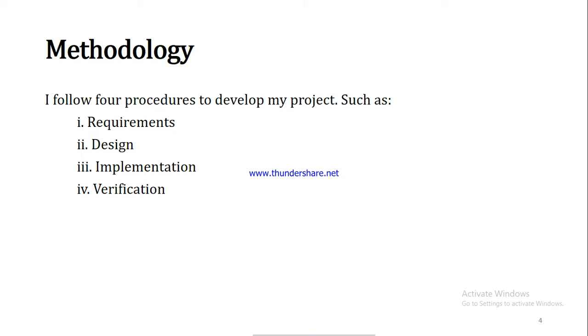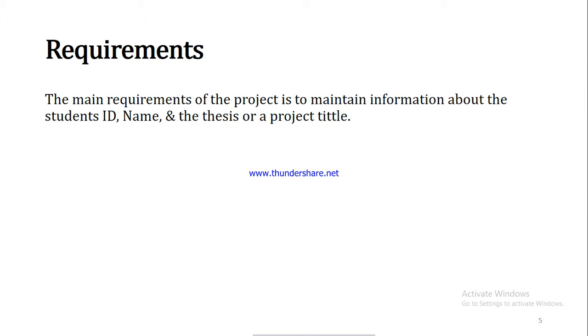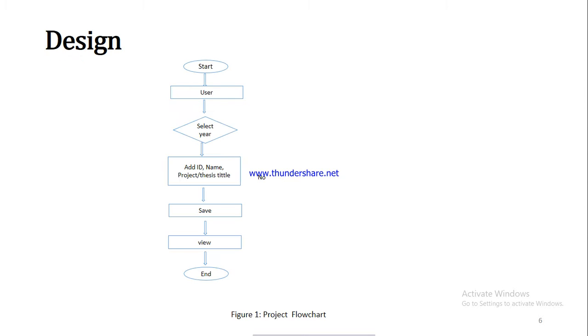Methodology. I follow four procedures to develop my project, such as requirement, design, implementation, and verification. Requirements. The main requirement of the project is to maintain information about the student ID, name, and the thesis or project title. Firstly, we know there are first year, second year, third year, and fourth year students. Their name, their ID, and their thesis or project title must be known, and then we add this with a button, and then we view it.